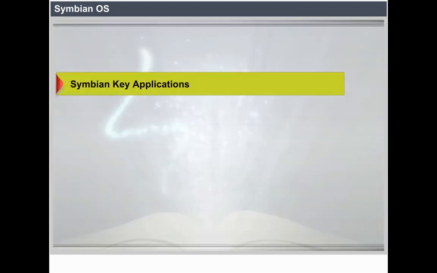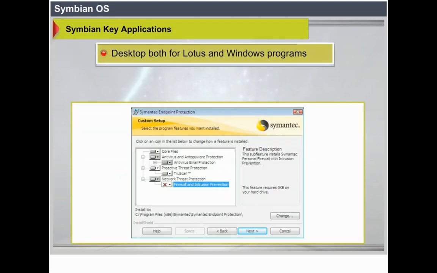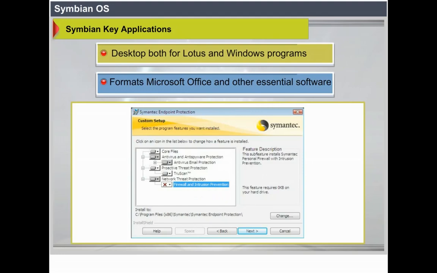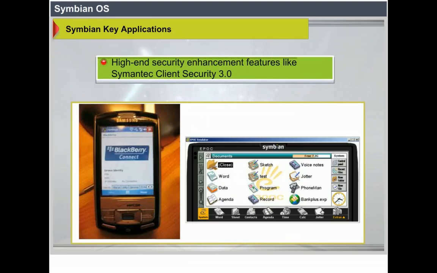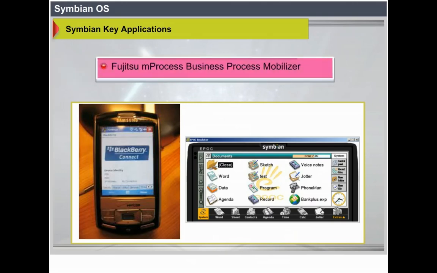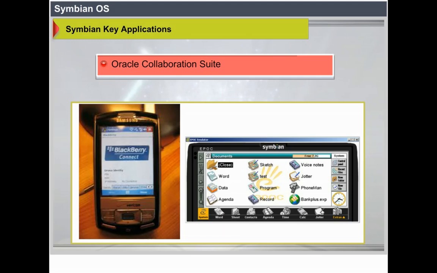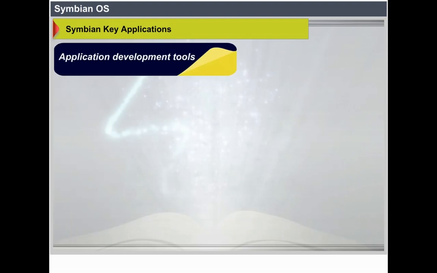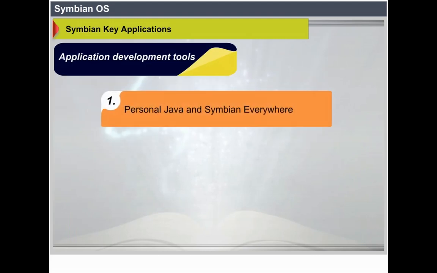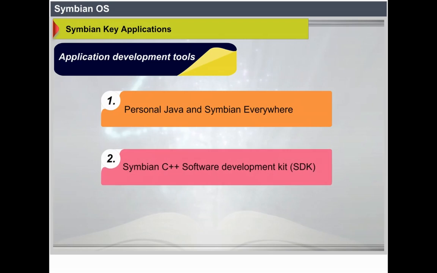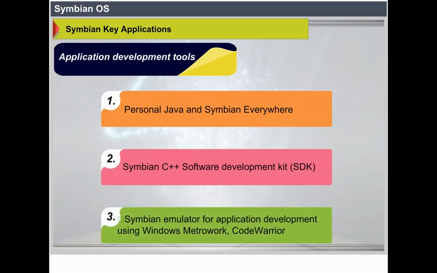Symbian key applications: desktop for both Lotus and Windows programs, Microsoft Office formats and other essential software, high-end security enhancement features like Symantec Client Security 3.0, Fujitsu M-Process Business Process Mobilizer, BlackBerry Connect, Oracle Collaboration Suite, secure mobile connection via VPN client. Application development tools: Personal Java and Symbian Everywhere, Symbian C++ Software Development Kit SDK, Symbian Emulator for application development using Windows Metrowerks CodeWarrior.